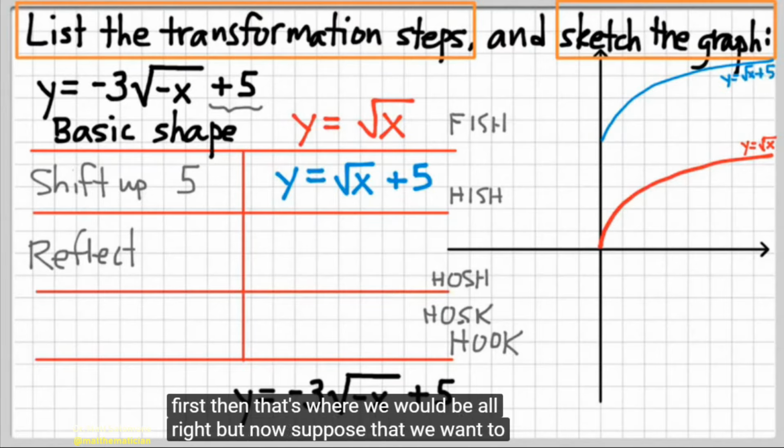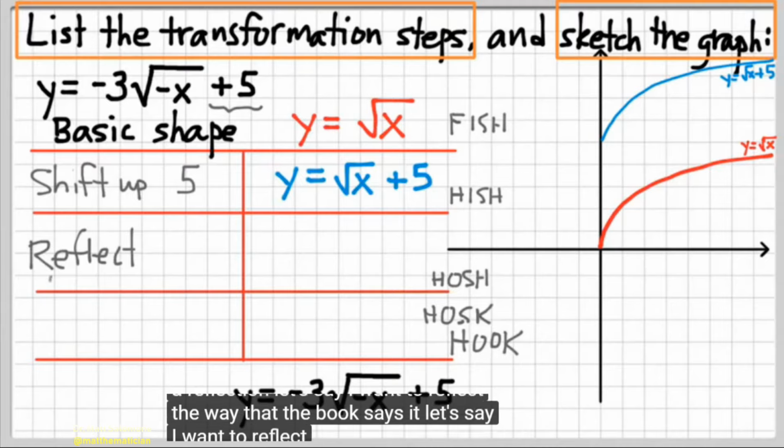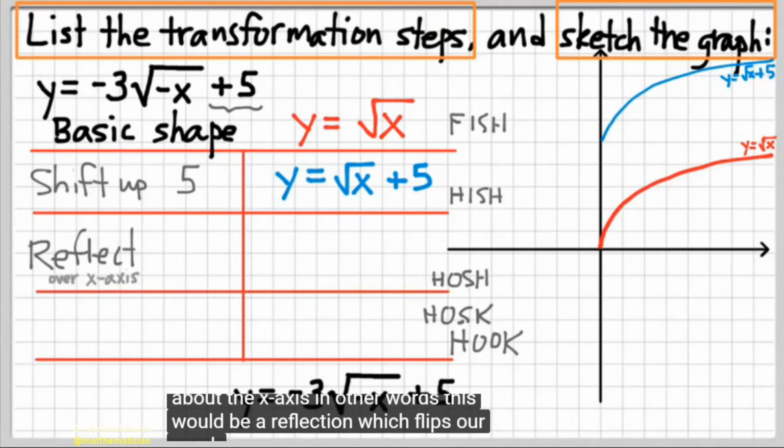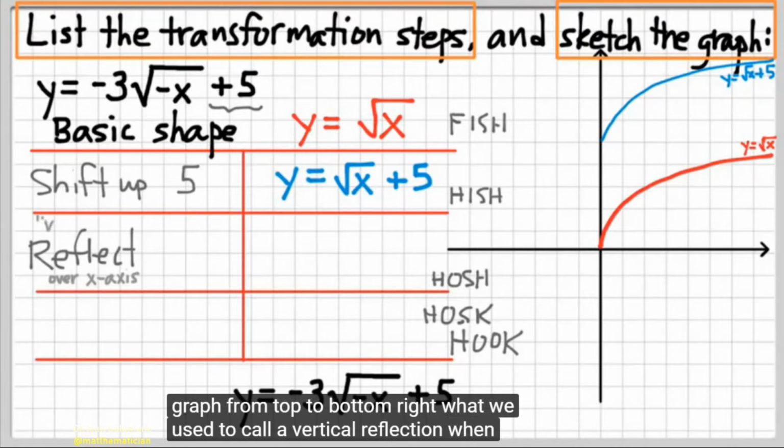All right, but now suppose that we want to do a reflection. Let's say I want to reflect the way the book says it. Let's say I want to reflect it over the x-axis, or about the x-axis. In other words, this would be a reflection which flips our graph from top to bottom, right? What we used to call a vertical reflection when we talked about this before.